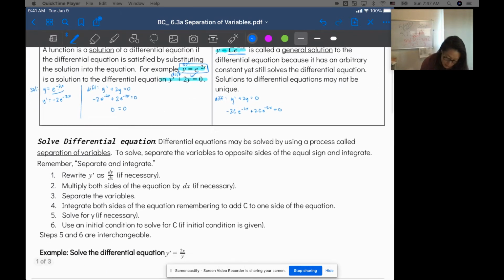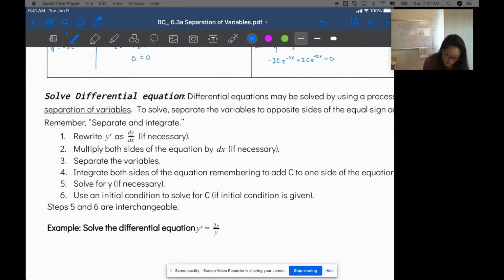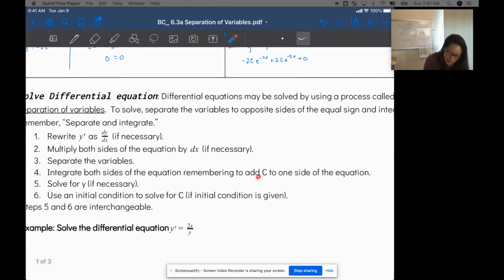Okay, so the steps to solve: we're going to rewrite y prime as dy/dx, and then I split the dy and dx onto two different sides. Then I move the variables x and y to go with the sides of dy and dx. I add c to one side, and here I'm going to be really careful to label my c's as c1, c2, c3 as they change through calculation. Then steps 5 and 6 are interchangeable. Sometimes you need to solve for y, and sometimes if you're given an initial condition, you have to solve for c. You can switch those at any point.